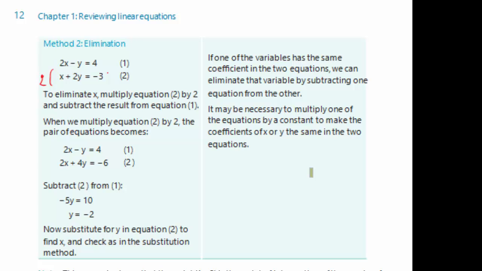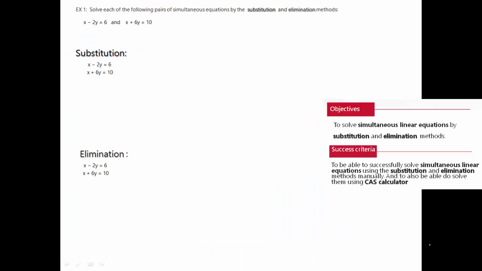Now, let us go and do the exercises. Okay, so let's start. We are given the following pair of simultaneous equations: x minus 2y equals 6 and x plus 6y equals 10. Now we are asked to do it by substitution and elimination.